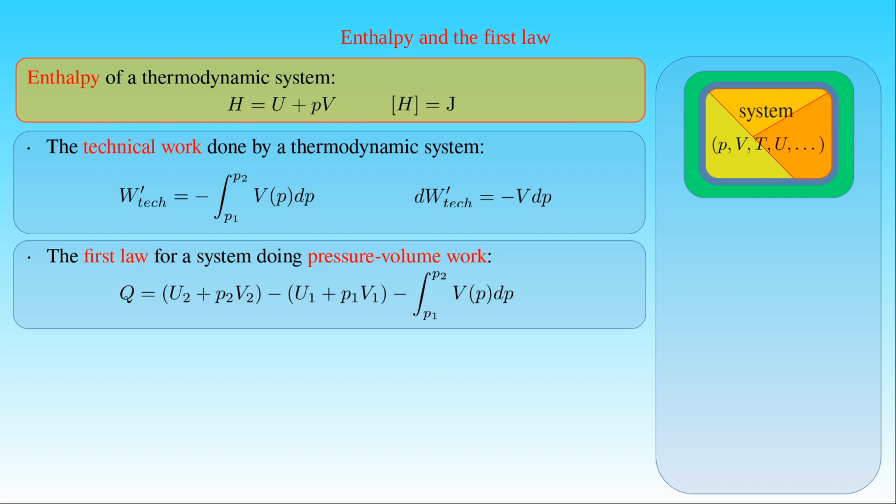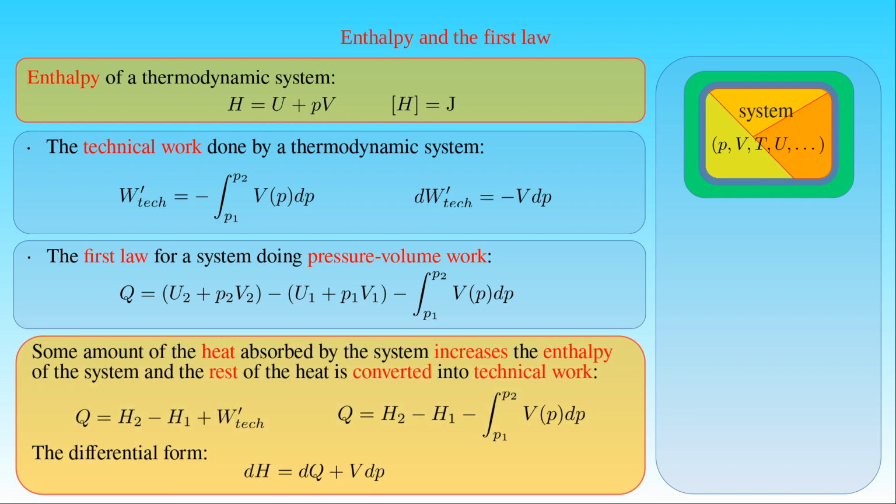Then the first law of thermodynamics states that some amount of the heat absorbed by the system increases the enthalpy of the system, and the rest of the heat is converted into technical work. That is, the heat Q absorbed by the system is equal to the difference H2 minus H1 of the enthalpy of the system, plus the technical work W'_tech done by the system.